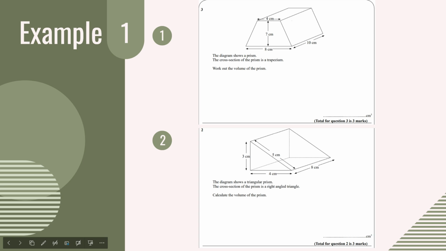Once again, it's time to have a go at some Maths Genie exam questions. Have a go, pause the video, and unpause when you've done. So, in our first question, it said the diagram shows a prism, and the cross-section of the prism is a trapezium. Work out the volume of the prism.